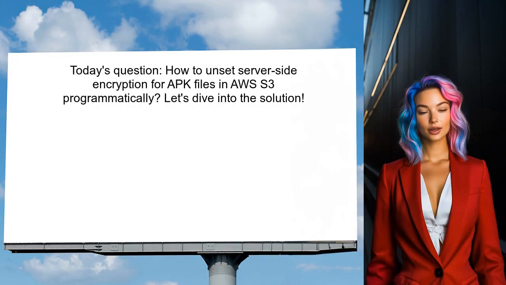Here's the specific question we're addressing today. One user asked how to unset server-side encryption for APK files generated during an Android build using AWS CodeBuild. They want to do this programmatically instead of manually clicking through the S3 console. Sound familiar? Let's dive into the solution.